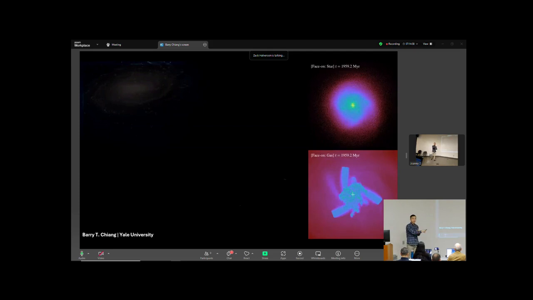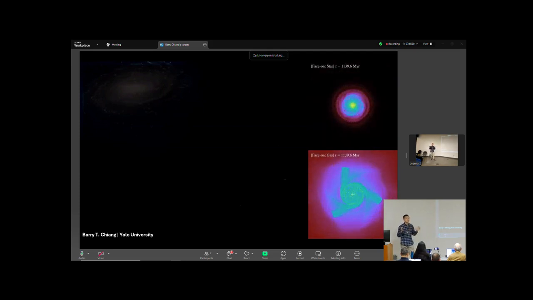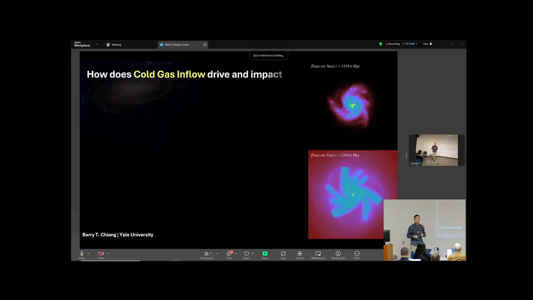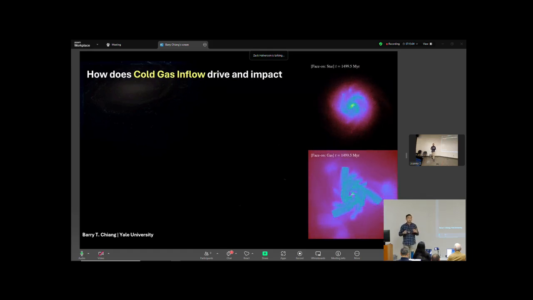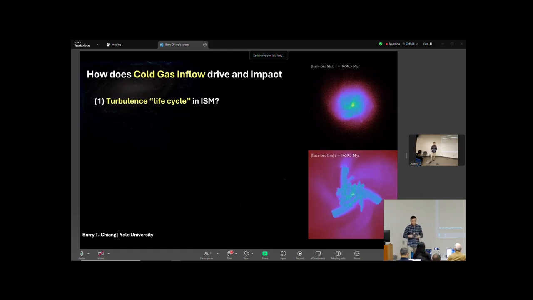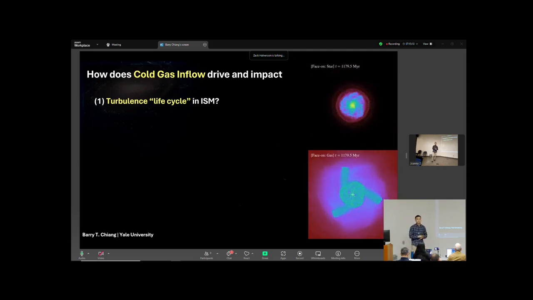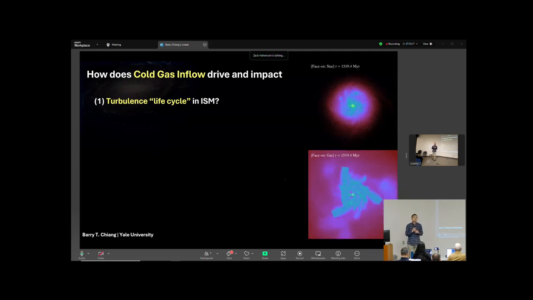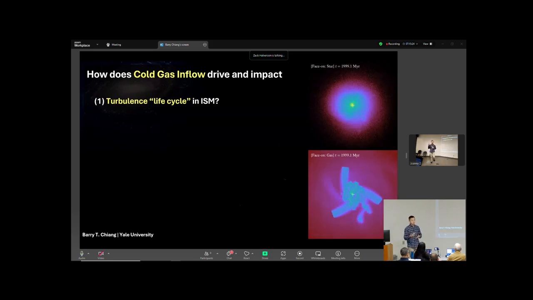So we approach this problem from 4 different orthogonal angles. The first one is we want to understand how these cold gas streams impact the turbulence life cycle within the ISM. So we want to understand the turbulence power spectrum localization using tracer particles, and also what sources this turbulence, whether that's stream impact, radiative processes, or star formation feedback. And then more importantly, the numerical convergence of these properties.